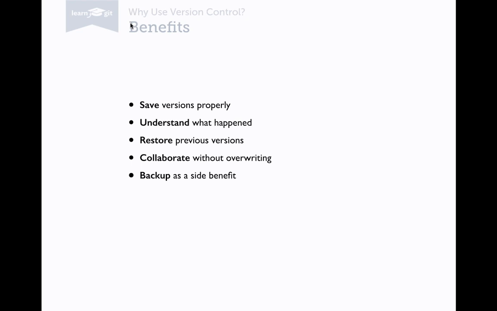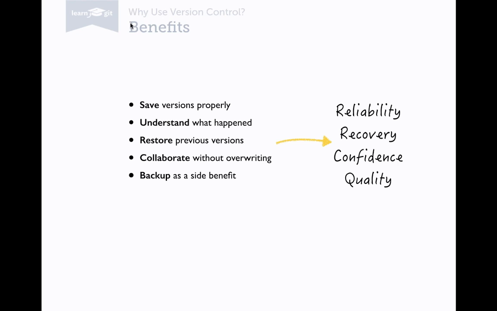So the benefits of using version control are, you can save versions properly, not just copying a project folder. You will understand what happened. You can restore previous versions. You can always come back to a previous version if anything goes wrong. And another big benefit is you can collaborate with your teammates without overriding. Different people on the project can even work in the same file without overriding their changes. And that's really just a side effect. It's not the main purpose of using a version control system. You get a backup, actually.